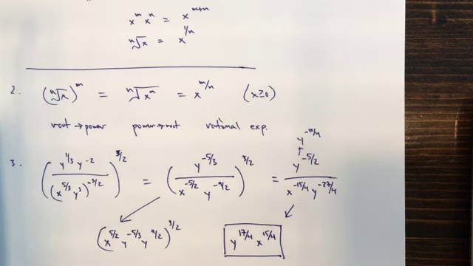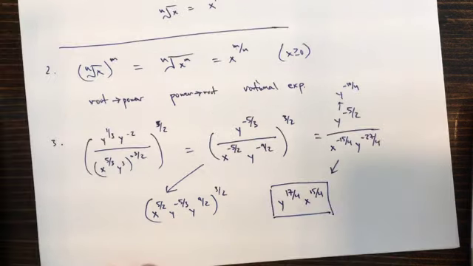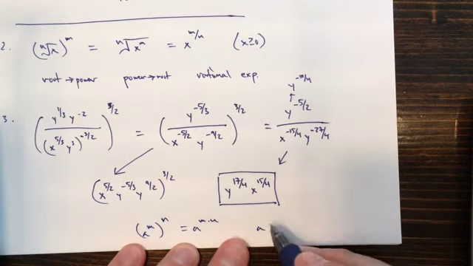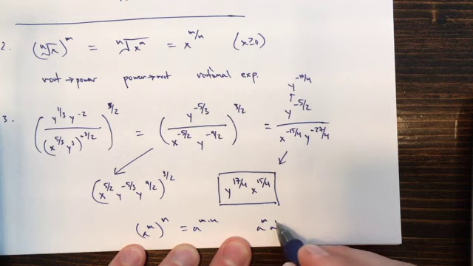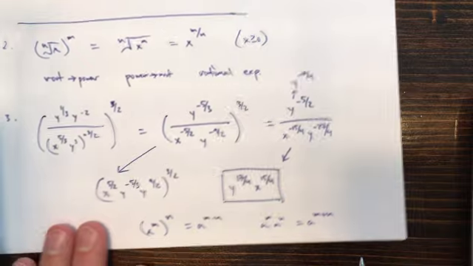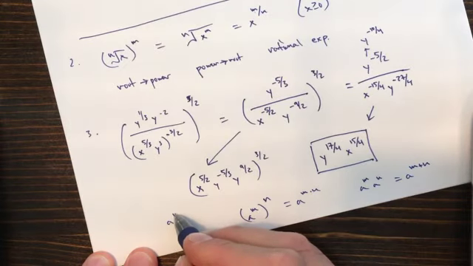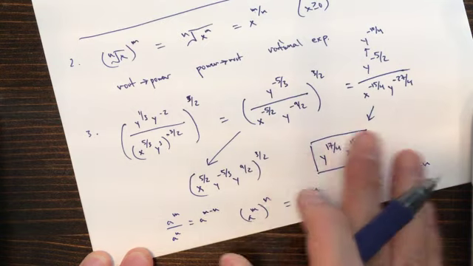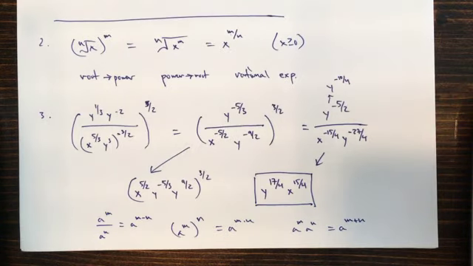So a lot of adding fractions, but the important rules are that if you have a to the m all raised to the nth power, you should get a to the m times n. And if you have a to the m, a to the n, you get a to the m plus n. And of course, if you have a to the m divided by a to the n, you get a to the m minus n. So those are a few of the important rules.